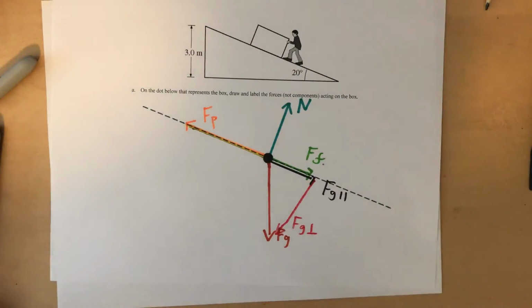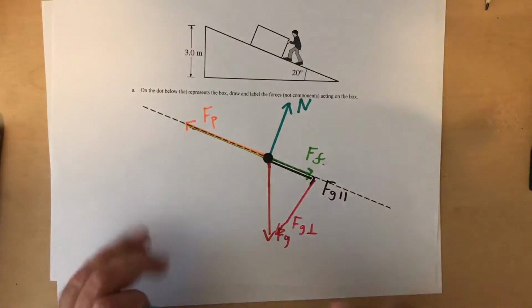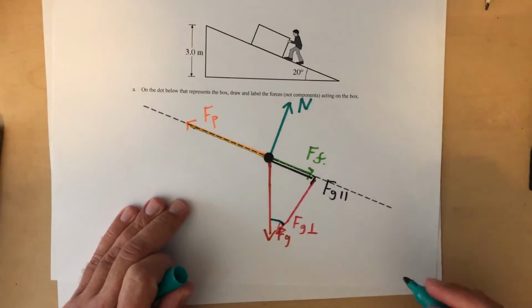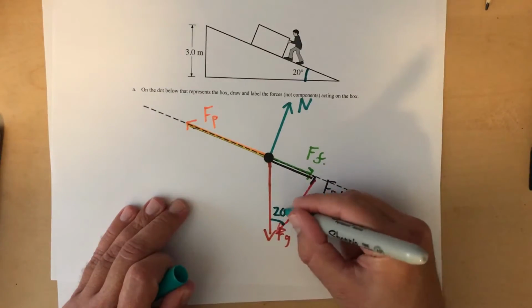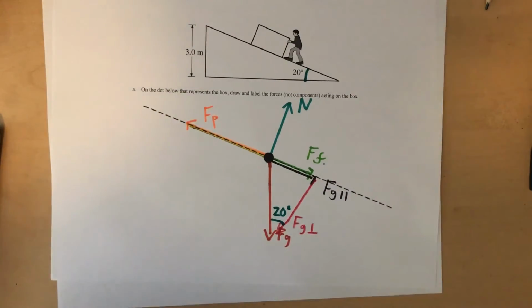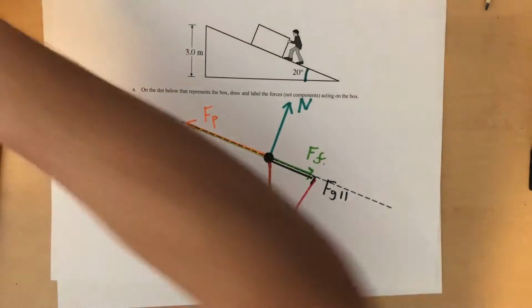So here is an important thing to realize, that this angle right here always works out to be the same as this angle right here. So this is also 20 degrees. You don't need to show that. It's okay if you go ahead and label it.